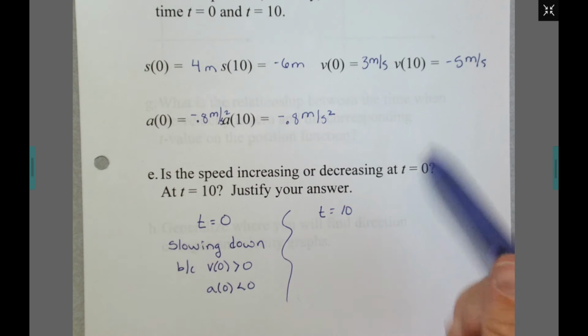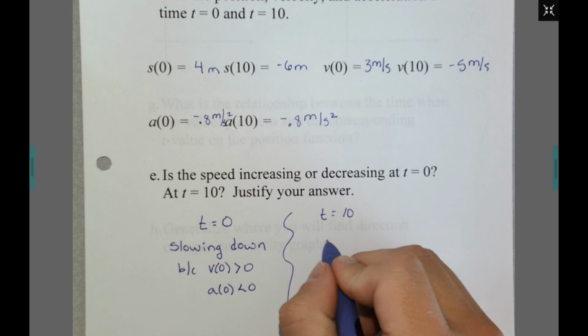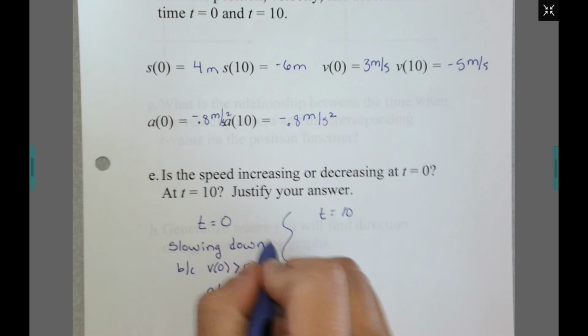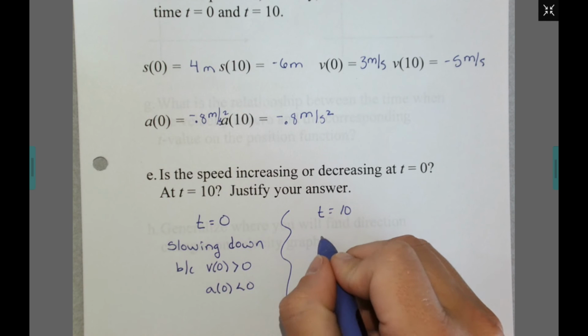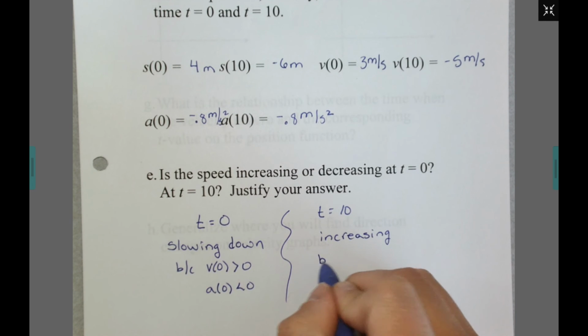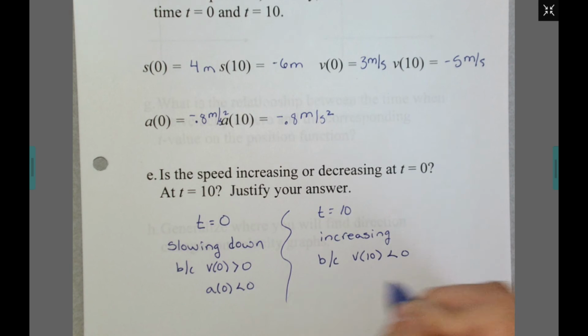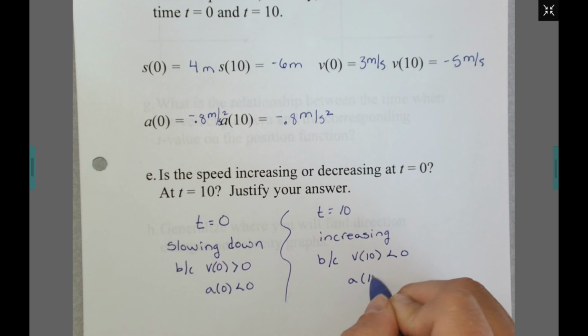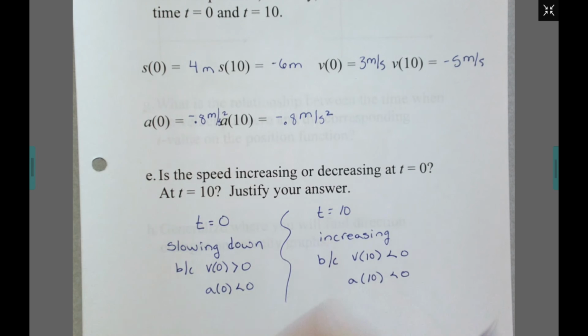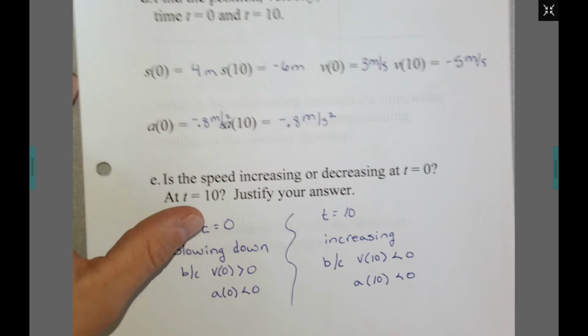Looking at 10 seconds, I got a negative velocity, negative acceleration. Since that is the case, we are going to say that it is slowing down. I should have said decreasing. Over here, we're going to say it is increasing or speeding up. Reason being, because v of 10 is less than 0, a of 10 is also less than 0. They're both negative. So if the signs are the same, we say that it is slowing down. Or sorry, speeding up. Signs are the same, we are speeding up or increasing our speed.